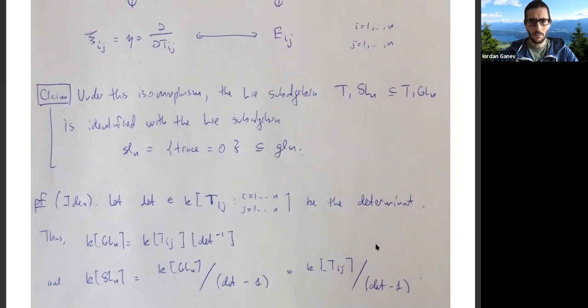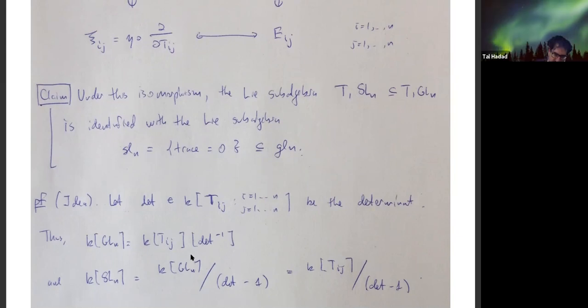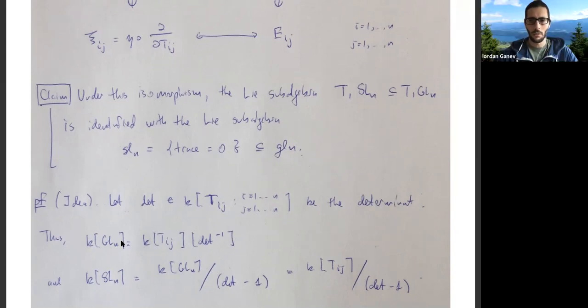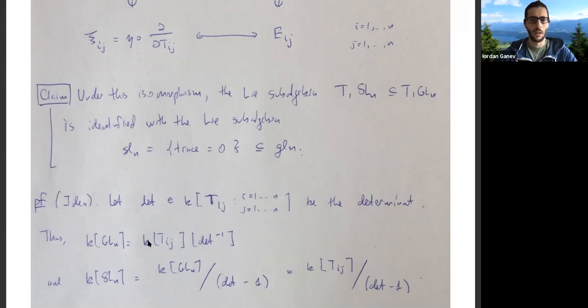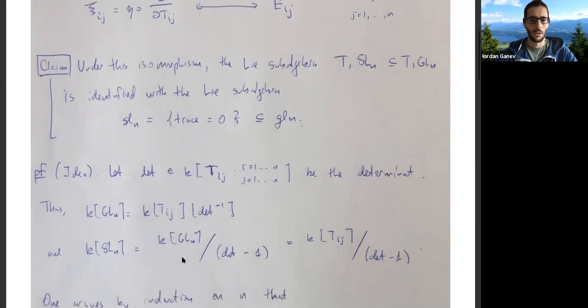Why is it just the localization by determinant? For GLN, you mean? Yes. Yeah, so because GLN is defined as the invertible n by n matrices, and a matrix is invertible if and only if its determinant is non-zero. And we had this from the algebraic geometry section: the functions on the locus where a function is non-zero is just a localization. Okay, so we had that.